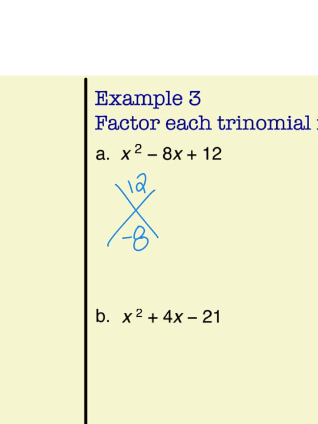The kind of numbers that are going to multiply to a positive and add to a negative are both going to be negative. So just a note to self, if ever there is a positive number up here and a negative number down here, your two magic numbers will be negative. All right, so then I know I have negative 6 and negative 2 because 2 and 6 add to 8.